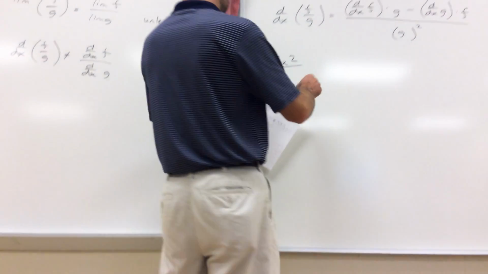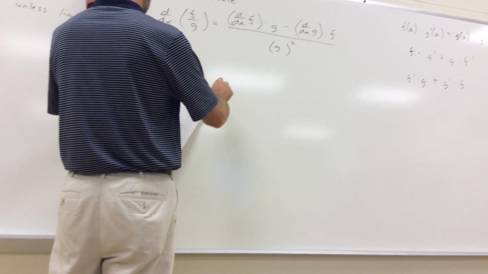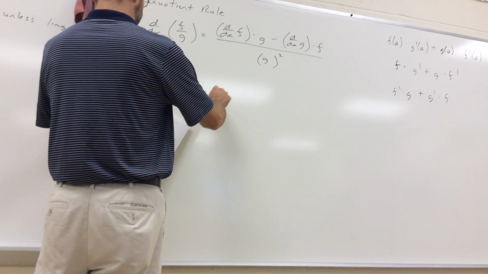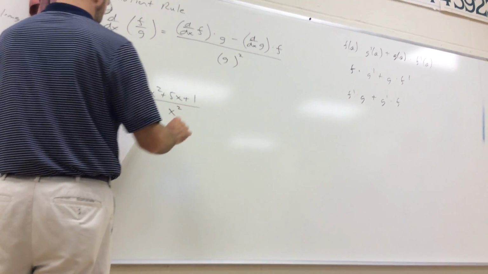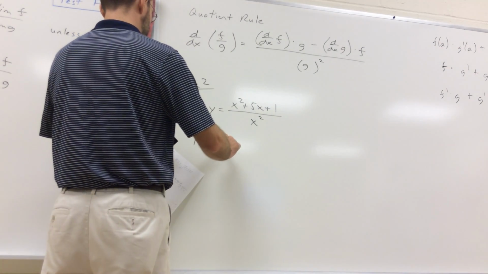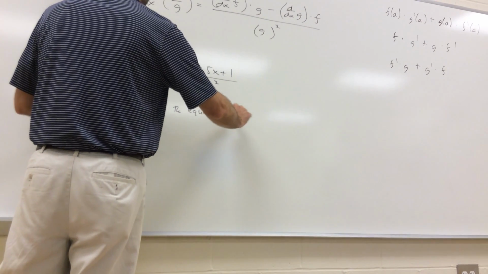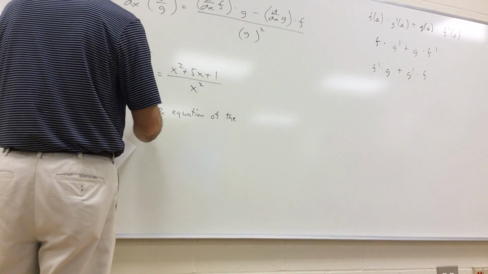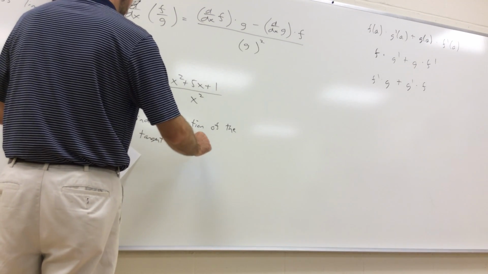Okay, so my function is going to be y equals x squared plus 5x plus 1 over x squared. And we're going to find the equation of the tangent line at x equals 1.